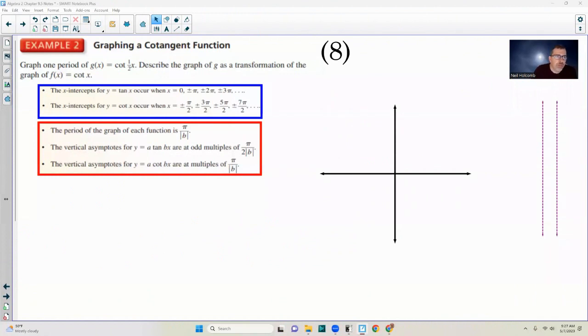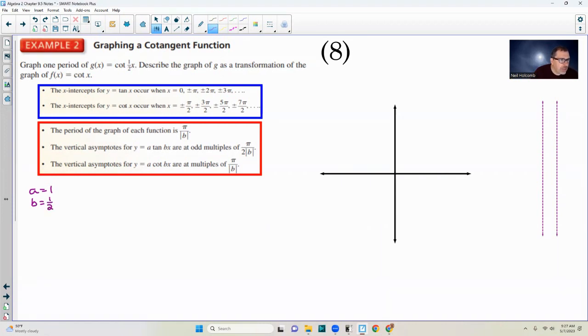Okay, so here's example 2, graphing a cotangent function. As it says here, to graph one period of g of x, which is cotangent of 1/2 x, and describe the graph of g as a transformation of its parent. The first thing I'm going to do, like before, is ask what is a? In this case, a is in front of cotangent, there's nothing there, so it's 1. And b is in front of the x, so it's 1/2. So a is 1, b is 1/2.